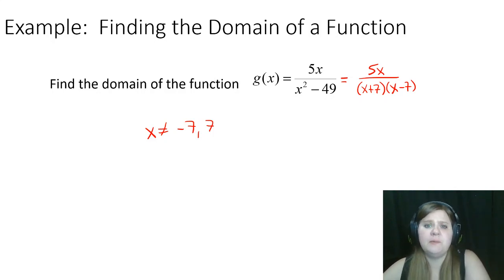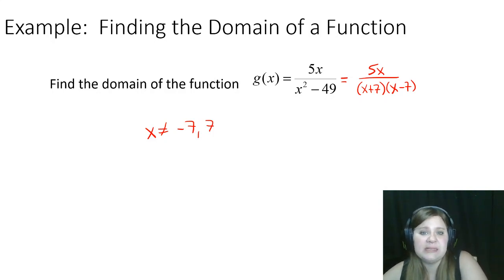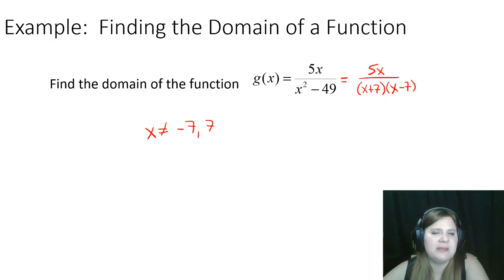Now, there are two different ways that we're going to write our domains. One is going to be like this: x does not equal negative 7, comma 7, because what that means is it can equal anything except negative 7 and 7. Or we'll write it in interval notation. Now, note that my math lab will tell you which way they want it.